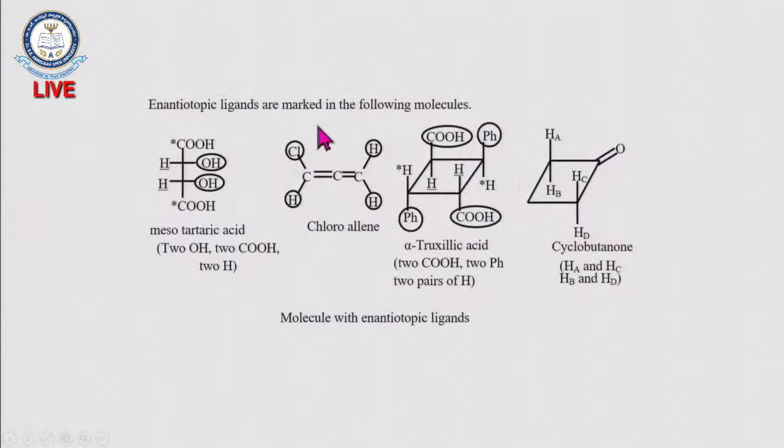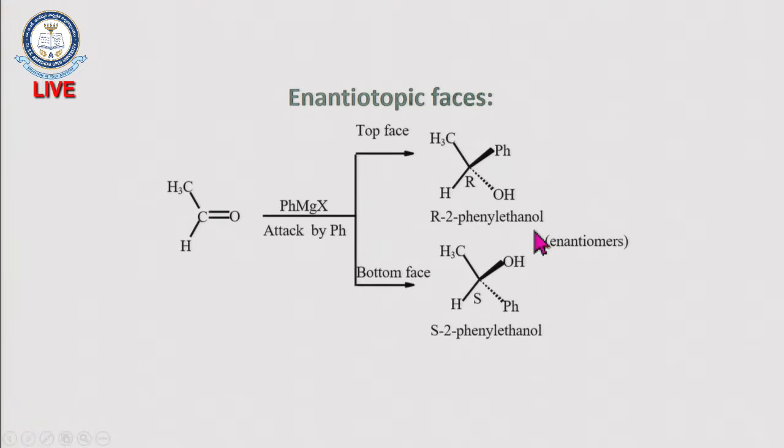Here we can see some more examples. In the alkene also we can replace the hydrogens with chlorine or any other group, so we get the enantiomers. So these are some more examples here. Now moving to the enantiotopic faces. Here also we can apply the two methods, the substitution criteria and the symmetry criteria.